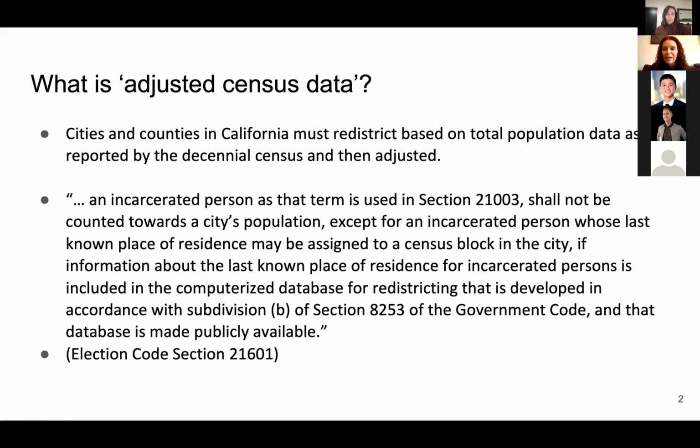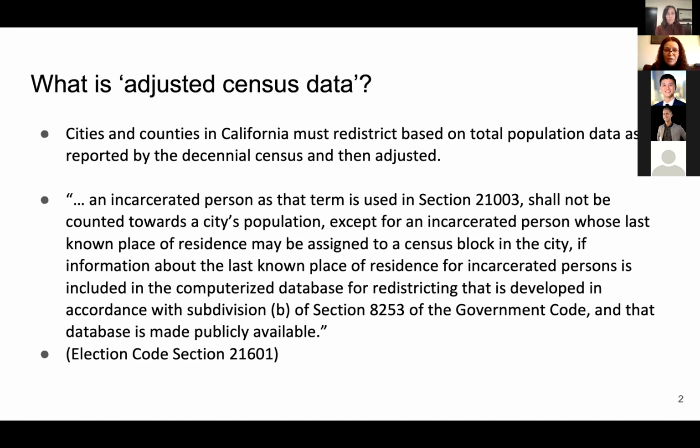California now has a law that requires cities and counties to redistrict using adjusted census data. So you have to use total population that were released by the census. And that, of course, is the data set that we found out yesterday will be even more delayed than we had already anticipated. And then it will be adjusted by taking into account people that are incarcerated, taking them out of the location where they were enumerated, and then reallocating them to their last known residential address.